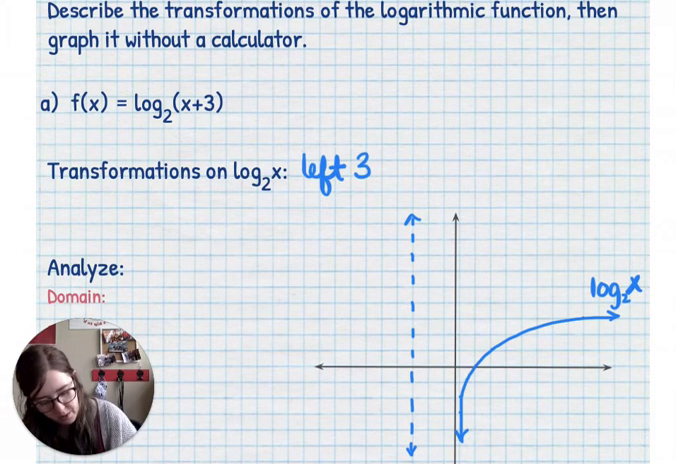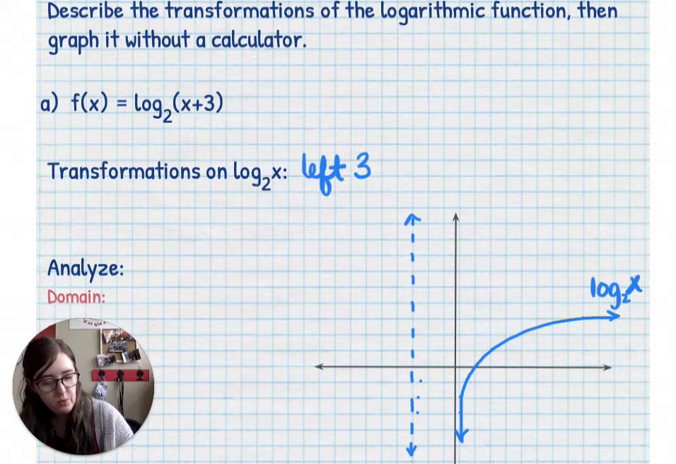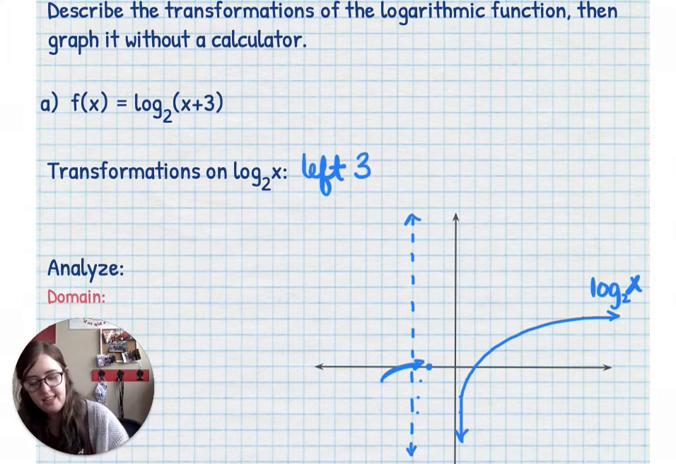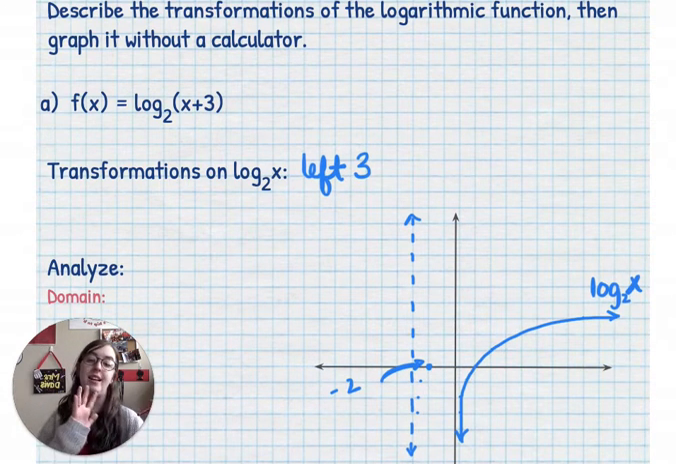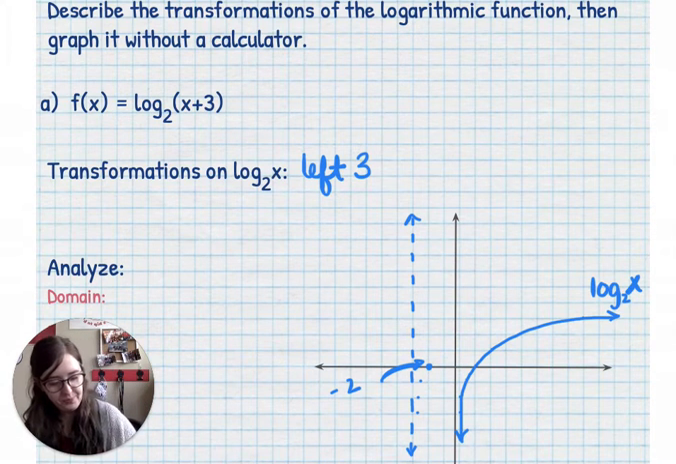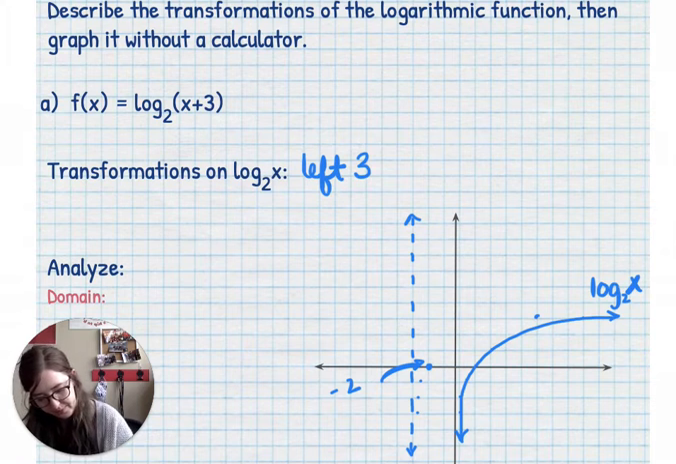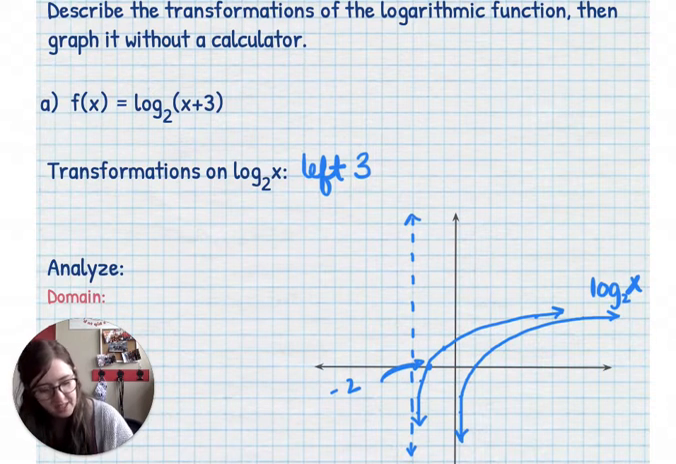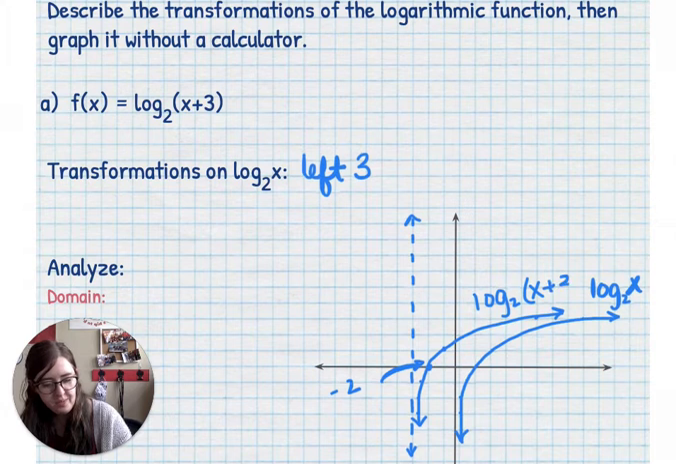So here's that 1/8, 1/4, 1/2, 1. Good. So my intercept right here is now at negative 2 since I moved left 3. I was at 1. Now I'm at negative 2. And then we'll take each point and move it over 3, and draw our little line. There we go. There's log base 2 of x plus 3.